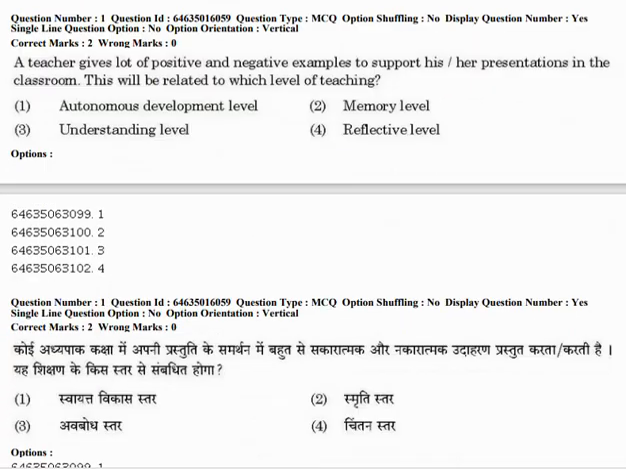A teacher gives a lot of positive and negative examples to support his or her presentation in the classroom. This will be related to which level of teaching? The answer is understanding level.